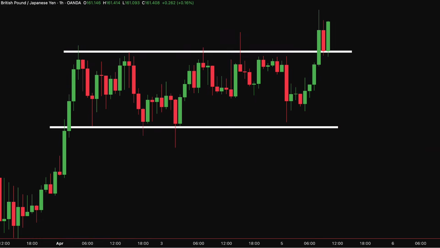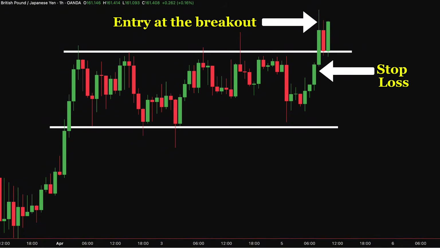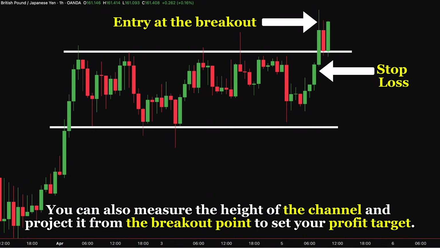Breakout trading: wait for a confirmed break outside the channel and enter in the direction of the breakout. For risk control, place your stop 10 pips beyond the breakout candle to avoid market noise while protecting your capital. You can also measure the height of the channel and project it from the breakout point to set your profit target. Now let's move on to the next formation in our chart pattern series, the wedge pattern.